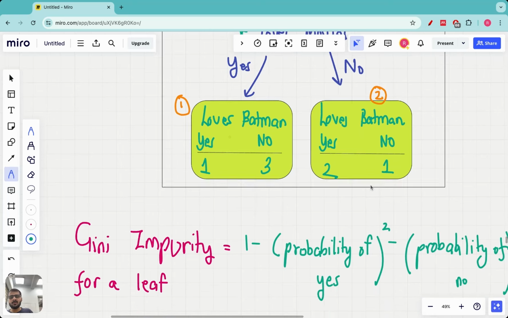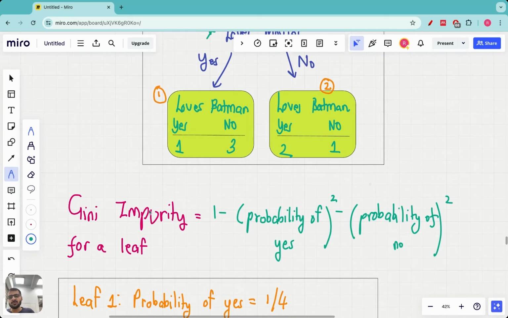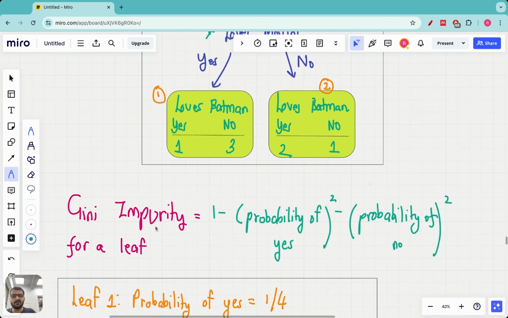First, we'll look at the mathematical formula for the Gini impurity and then try to understand a bit of an intuition. So, the Gini impurity for a leaf is defined as 1 minus the probability of yes whole square minus the probability of no whole square. Let me repeat that. The Gini impurity is defined for every leaf and it is 1 minus the probability of that node being yes whole square minus the probability of that node being no whole square.